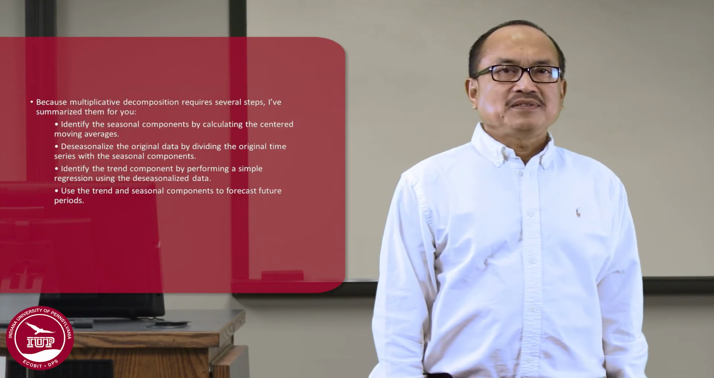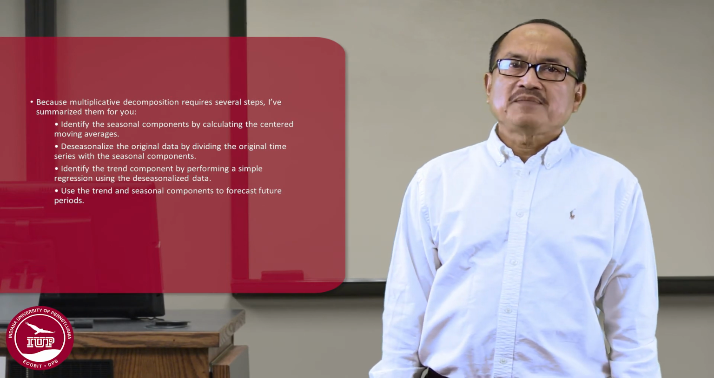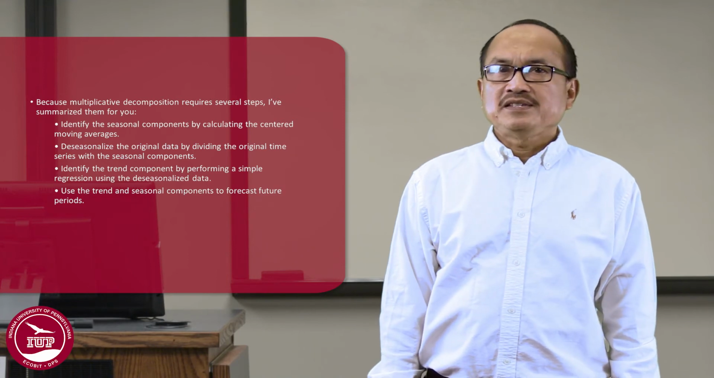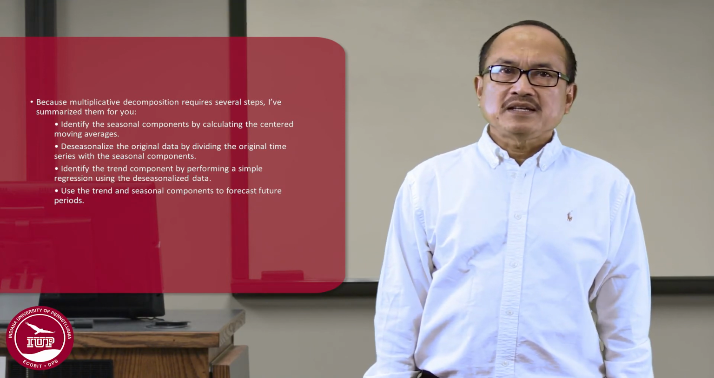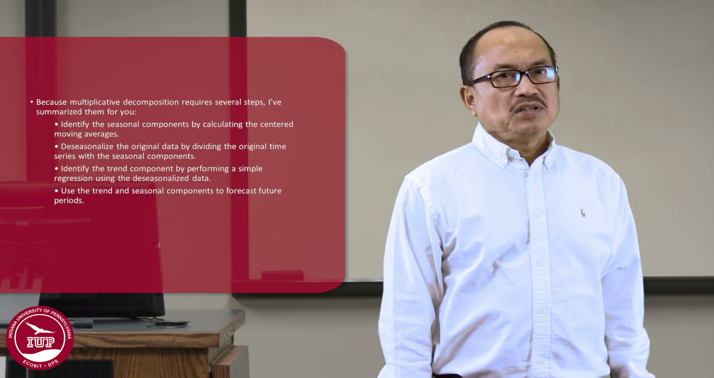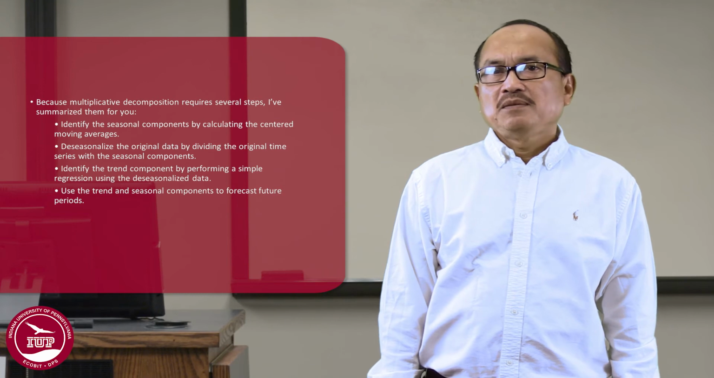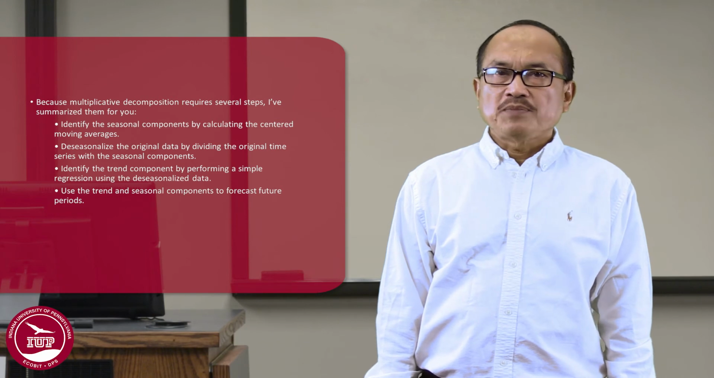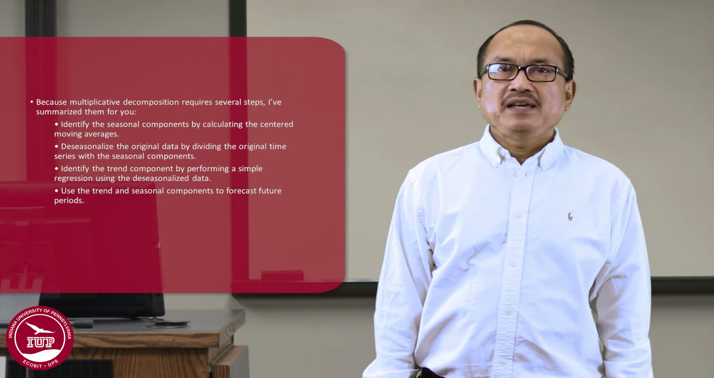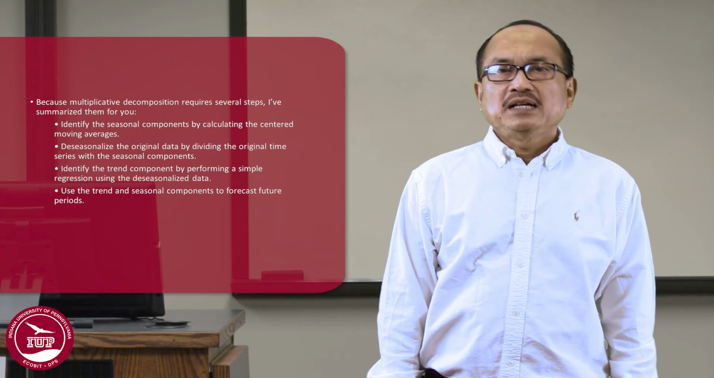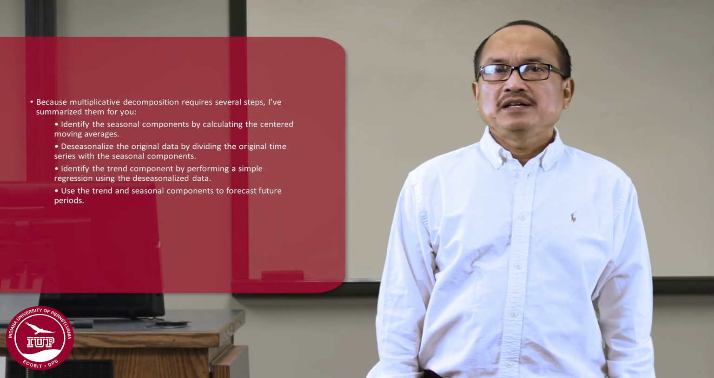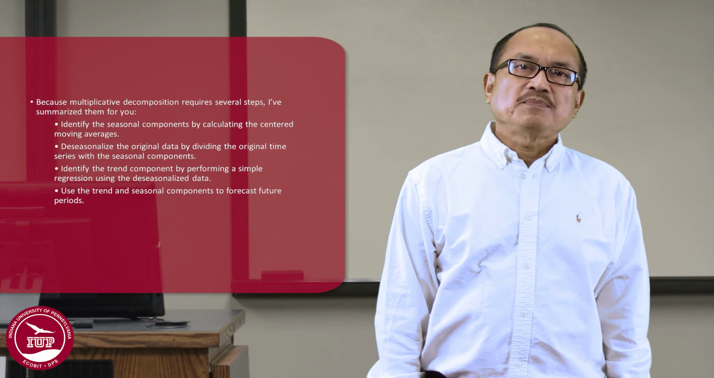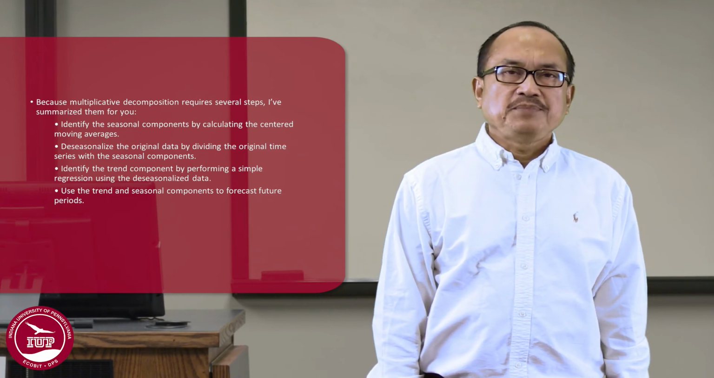Because multiplicative decomposition requires several steps, I've summarized them for you. First, identify the seasonal component by calculating the centered moving average. 2. Deseasonalize the original data by dividing the original time series by the seasonal components. 3. Identify the trend component by performing a simple regression using the deseasonalized data. 4. Use the trend and seasonal component to forecast future periods.